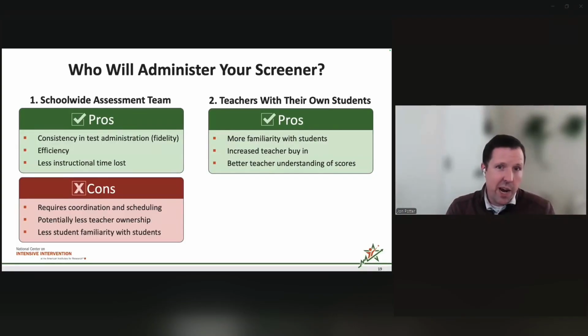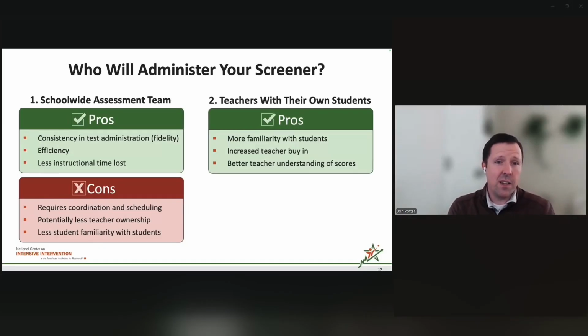You're going to have more teacher buy-in. Teachers are going to get to hear their kids read. They're going to see what those assessments look like and be an integral part of the process. And then teachers do have a better understanding of that score, right? They can understand, oh, well, they made these types of errors. Diagnostically, there's a lot to be gained from listening to a student read and hearing where they're strong and where they're not.